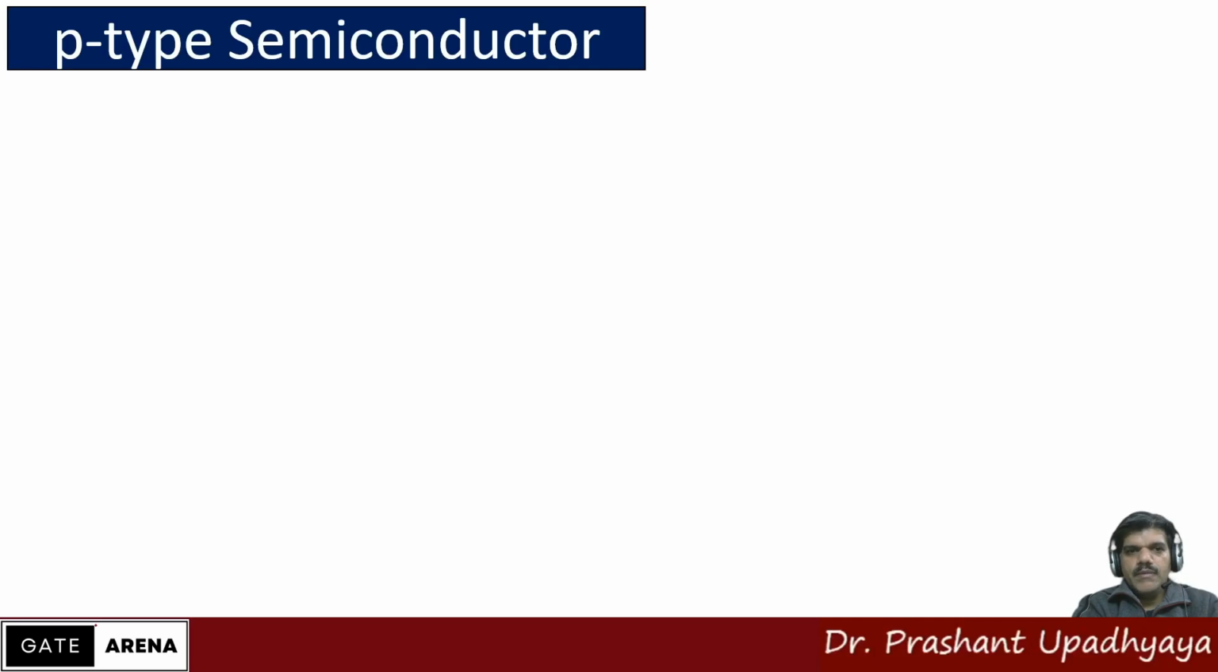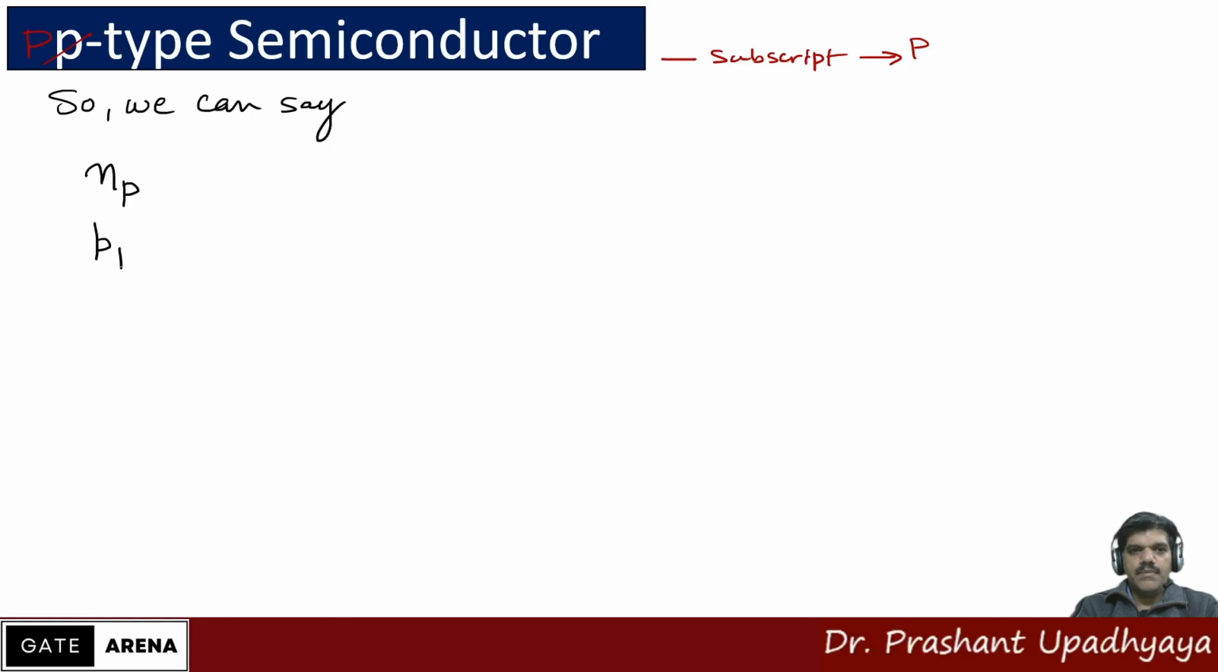So now again we will be going for the p-type semiconductor. And so what we can say is that in the p-type semiconductor we will be having the electrons as a minority charge carrier and the holes as a majority charge carrier. So again I will be using a subscript capital P, for the sake of convenience. So I'm writing n_P and p_P.